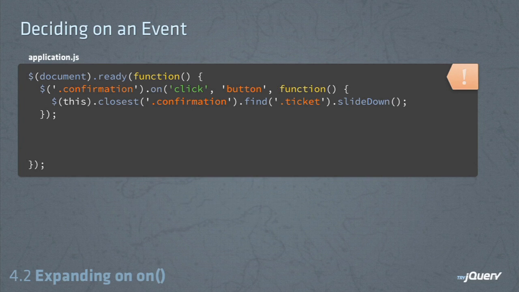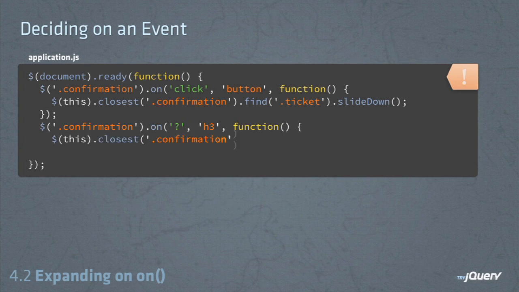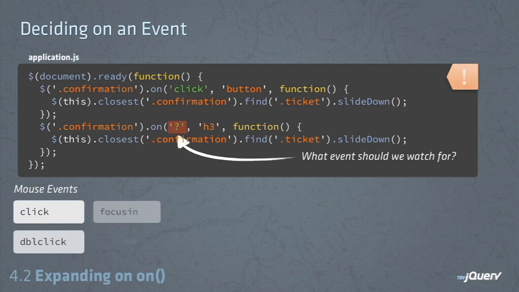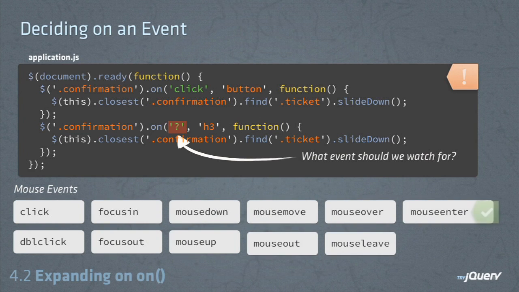Namely, grabbing a DOM element, using the on method, passing in the H3 because we want to listen for events on H3, and then we just need to slide down the ticket confirmation. Some of the mouse events you can listen to, click you're obviously familiar with, but there's a bunch you can use. In this case, we want to use mouse enter, which fires when the mouse is first positioned over the element.